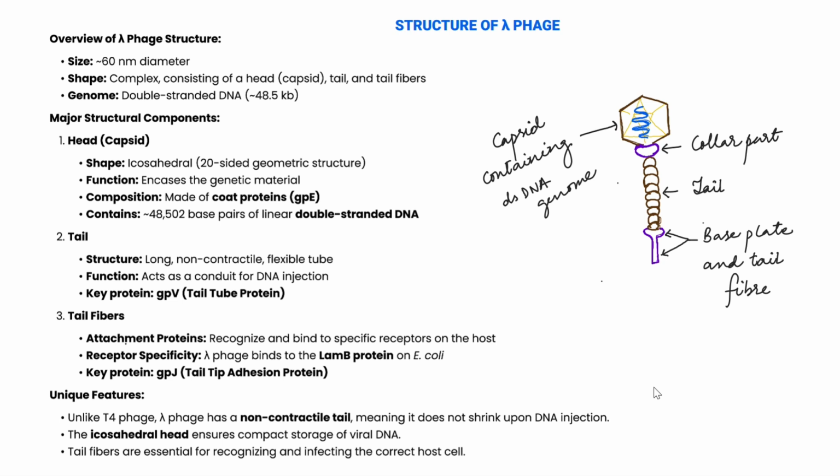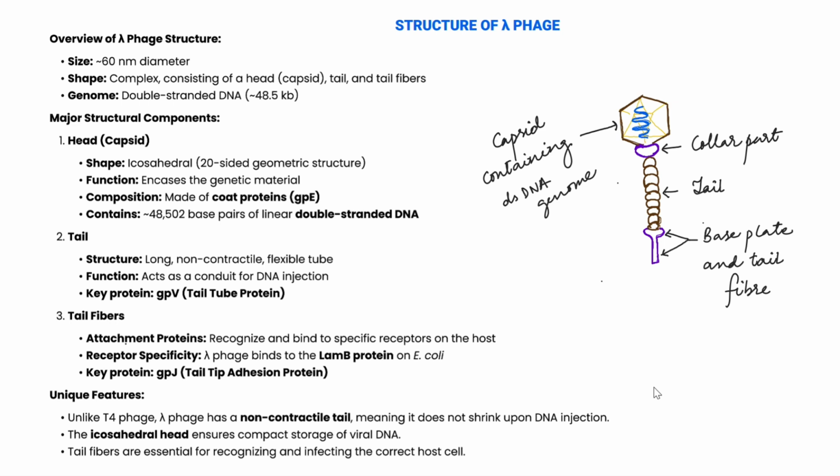Next, we have the tail. Unlike some other phages like T4, which have contractile tails that shrink to inject the DNA, Lambda phage has a non-contractile, flexible tail. This tail acts as a tube through which the viral DNA is delivered into the host cell. The tail is primarily composed of GPV proteins, which form a stable channel.